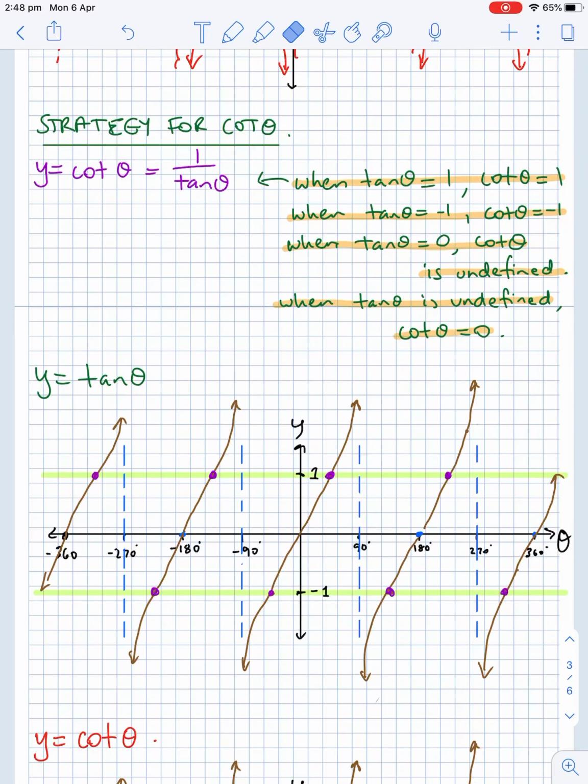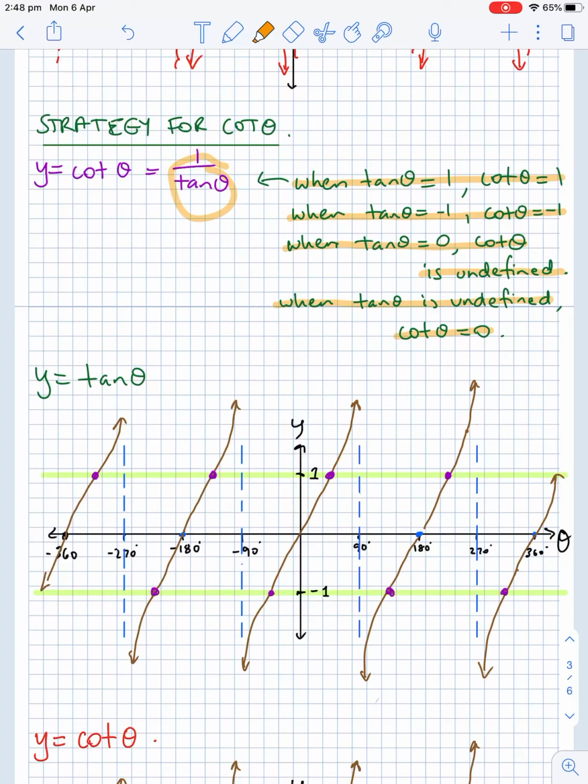Now, cot is slightly different. There's a few things you've got to remember. So the idea is that cot is 1 over tan theta. So when tan theta is equal to 1, cot of theta is also equal to 1, because 1 over 1 is equal to 1. When it's equal to minus 1, cot theta equals minus 1. So the 1s and minus 1s are the same. When the tan of theta is equal to 0, cot theta is undefined, similar to cosec and sec. But this is the new one, guys, down here. When tan theta is undefined, so when it was already undefined, cot theta is actually equal to 0.